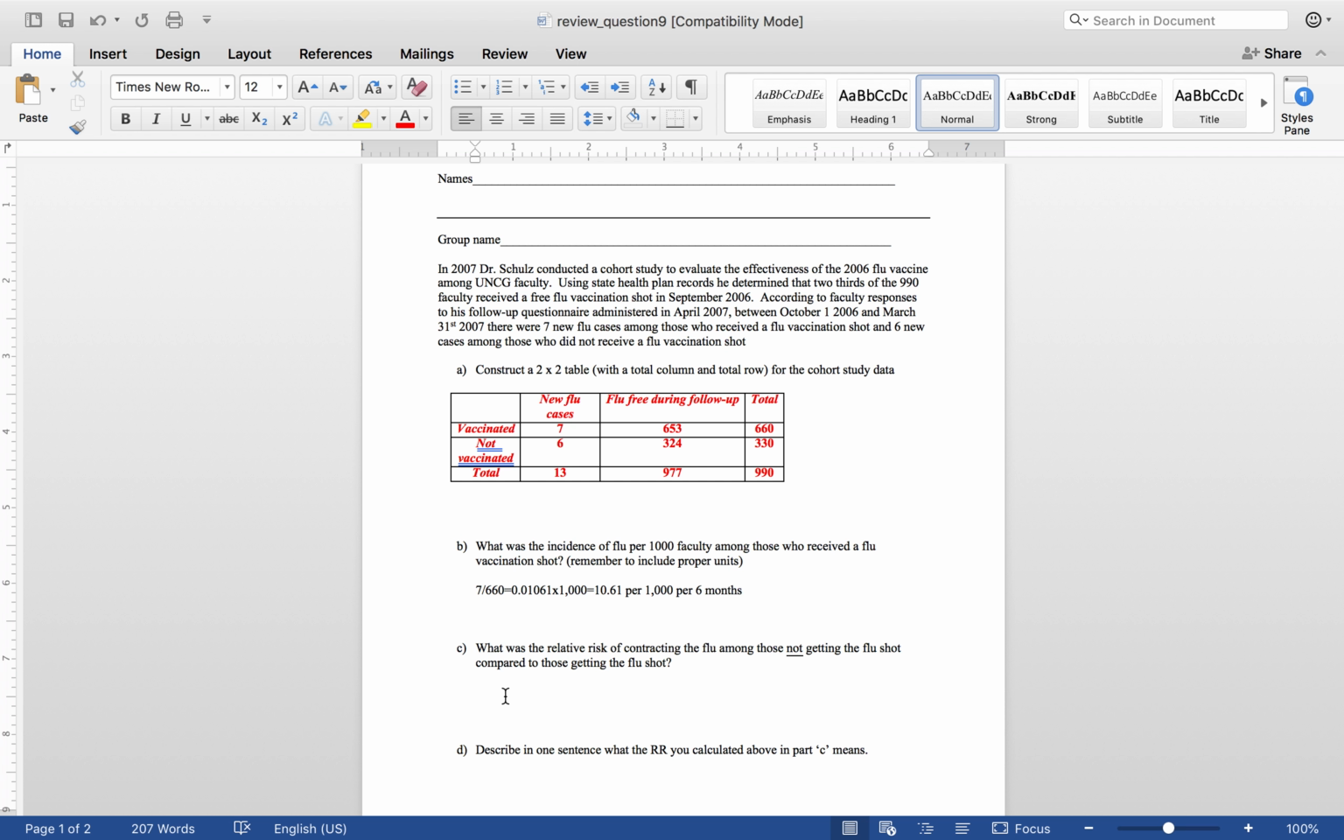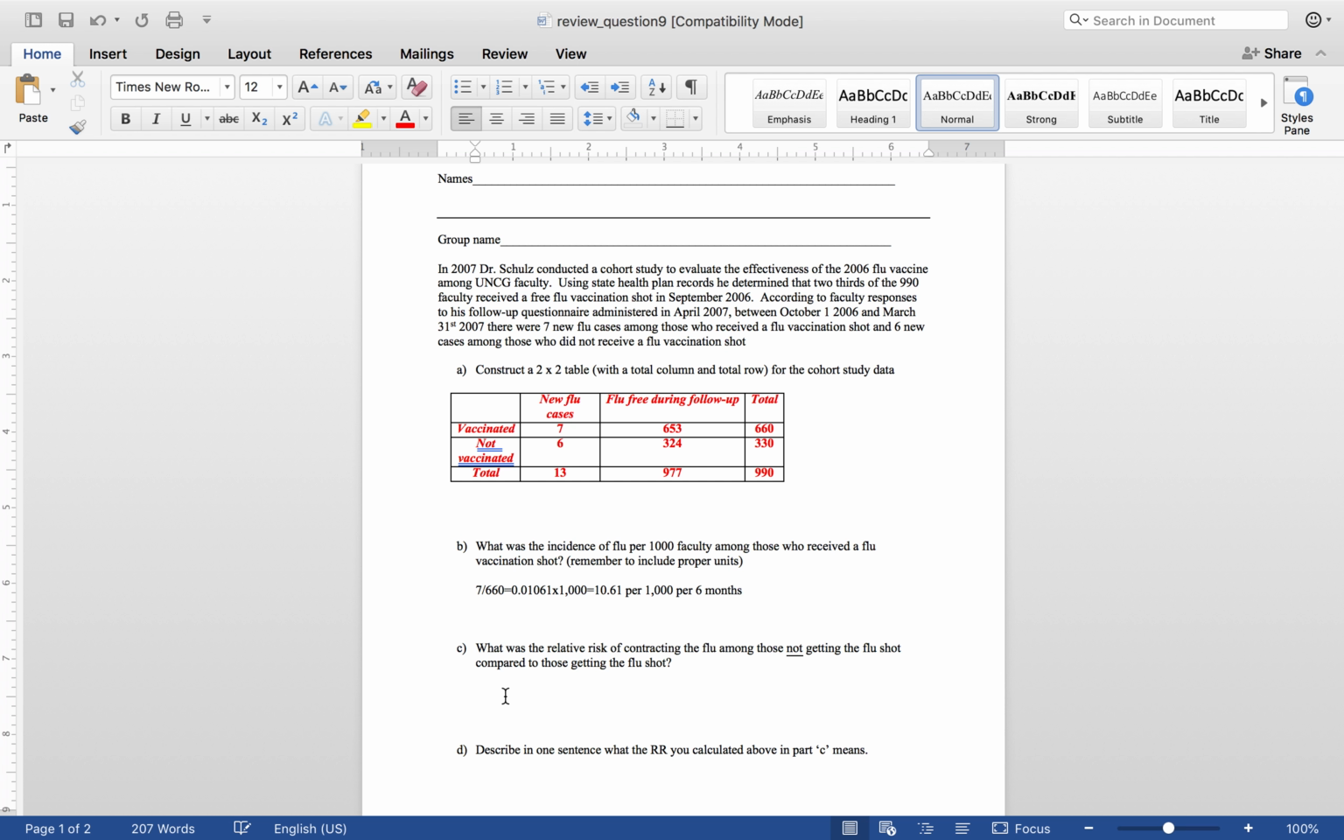Okay, so item C now is asking about the relative risk. So what is the relative risk of contracting the flu among those not getting the flu shot compared to those getting the flu shot? So the relative risk is just taking the incidence rates, which we've had a lot of experience calculating out, and then we're just going to compare those two incidence rates. So the formula for relative risk is the risk or the incidence in the exposed group over the risk or the incidence in the non-exposed group. So for this particular question, the exposed group would be those that did not receive the flu vaccine, and the non-exposed would be those that did receive the vaccine.